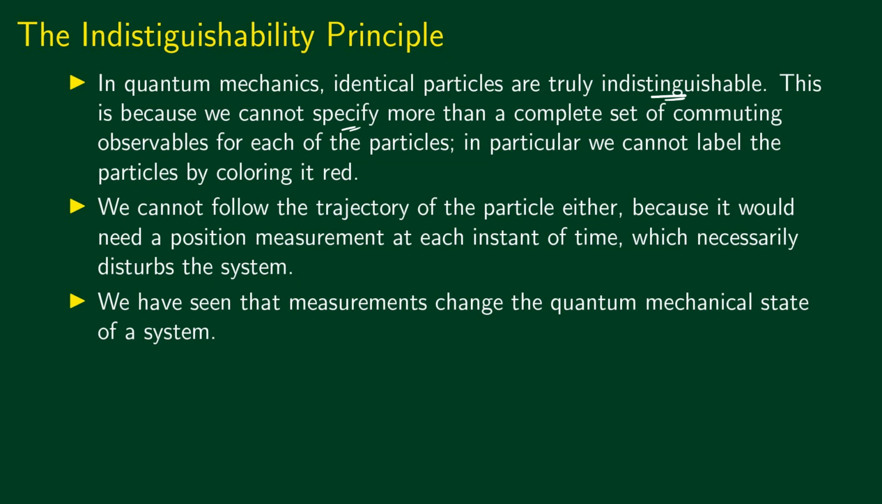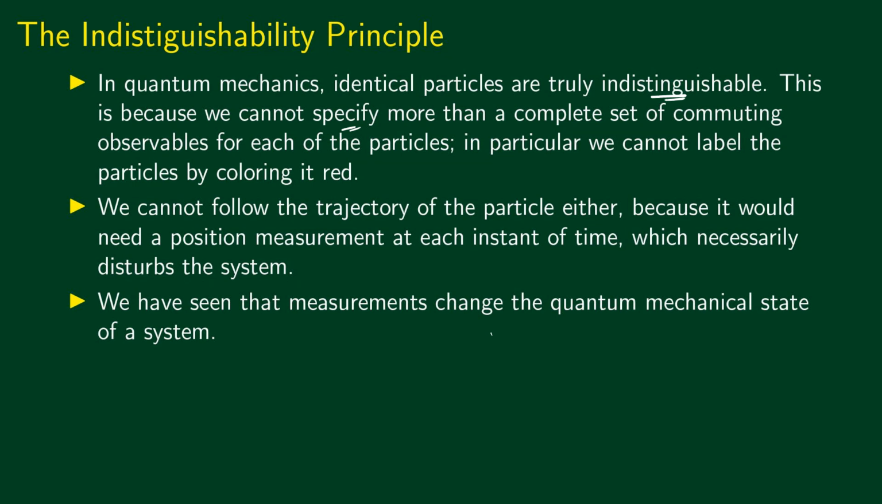Okay, we cannot follow the trajectory of a quantum mechanical particle either, because to follow the trajectory, you would need a position measurement at each instant of time, and this necessarily disturbs the quantum mechanical system. So the assumption in classical mechanics that you can make a measurement without disturbing the system is not valid in quantum mechanics, because as we have already seen, measurements change quantum mechanical states of the system, and this change is random. It is not according to the Schrödinger equation.